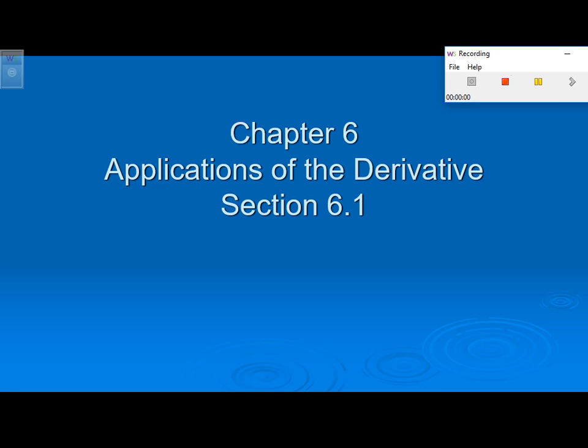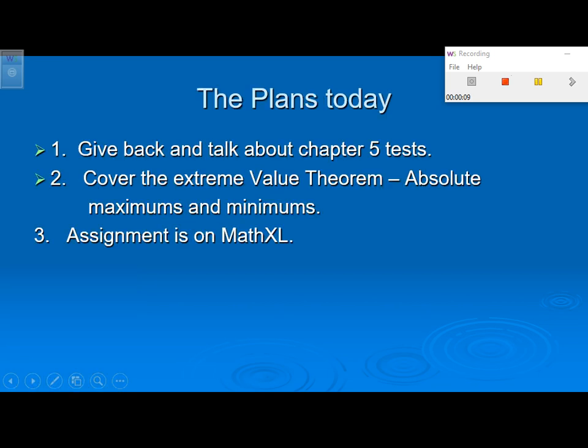Well, hello everybody. What I need to do today is cover section 6-1 with you. In chapter 6, we begin our study about optimization. We're going to look for absolute maximums and absolute minimums. Last chapter, in chapter 5, we talked a lot about relative extrema. Today we're going to bump that up a little bit and talk about absolute extrema. It's really overall just a little baby step up from chapter 5.